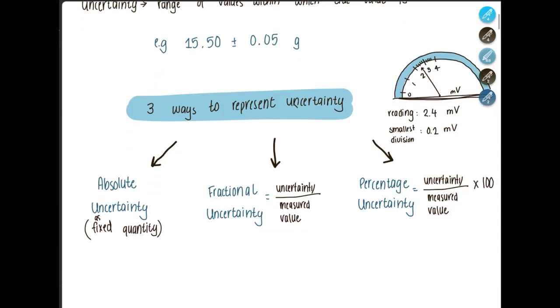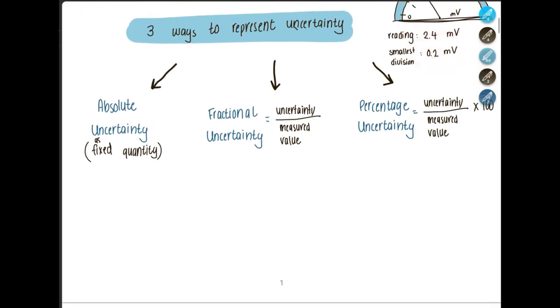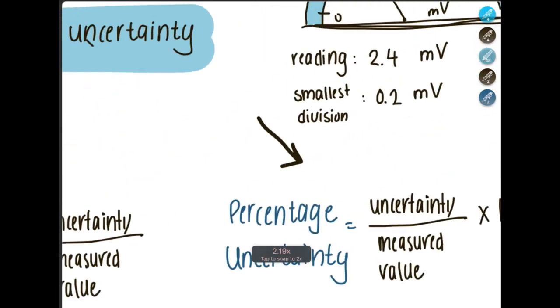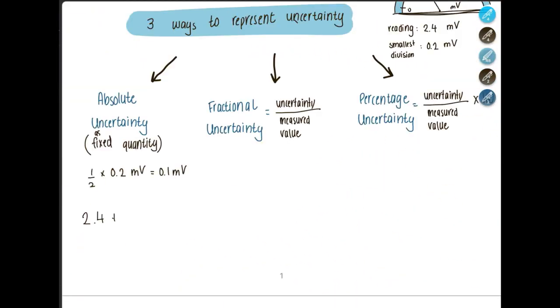Now, in order to find the uncertainty, we have to multiply the smallest division by half. When you have a device like this, for example a voltmeter or ammeter, you multiply the value of the smallest division by half. So this is going to be half multiplied by 0.2 millivolts, and the value is going to be 0.1 millivolts. So you can represent the uncertainty as 2.4 plus minus 0.1 millivolts.